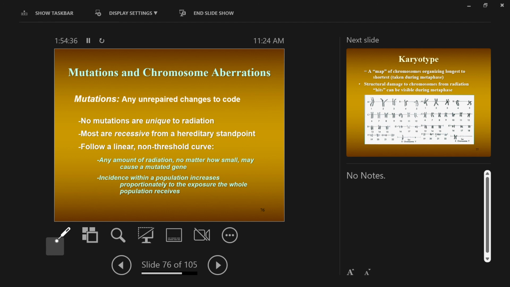The graph that you would plot with this is a linear, no threshold graph, saying that any amount of radiation, no matter how small, may cause a gene mutation, and the incidence within a population would increase proportionally to the exposure the whole population receives. You give a population more medical x-rays in a year, you're going to have more gene mutations.